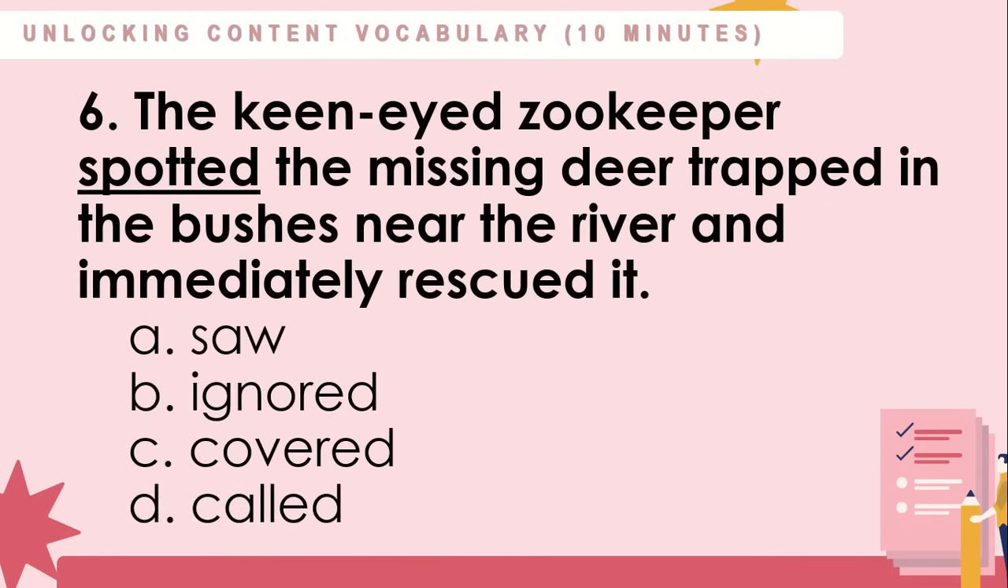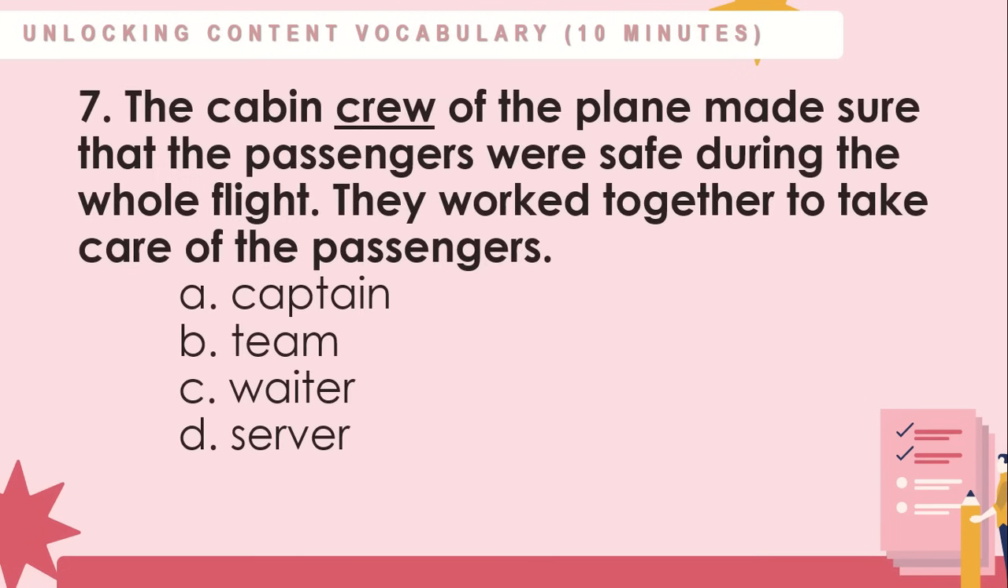Number 6. The keen-eyed zookeeper spotted the missing deer trapped in the bushes near the river and immediately rescued it. A. Saw, B. Ignored, C. Covered, D. Cold. Number 7. The cabin crew of the plane made sure that the passengers were safe during the whole flight. They worked together to take care of the passengers. A. Captain, B. Team, C. Waiter, D. Server.